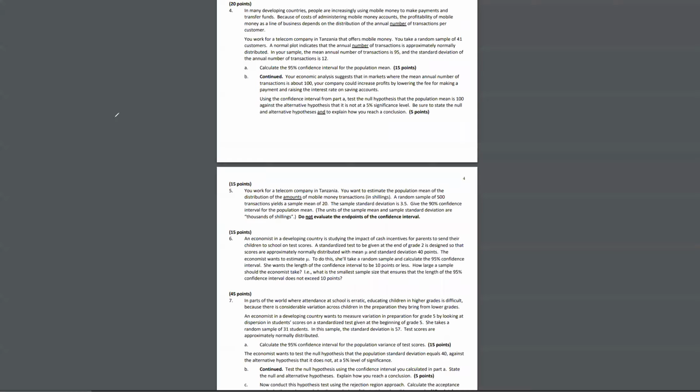And we're now just reading through the question to see what some of the numbers are. A random sample of 500 transactions. So I'm going to go ahead and write that down right off the bat. 500 transactions, the first thing they tell us. In a random sample of 500 transactions yields a sample mean of 20. So X bar equals 20. Going to continue. The sample standard deviation is 3.5. And they want the 90% confidence interval for the mean number of transactions.